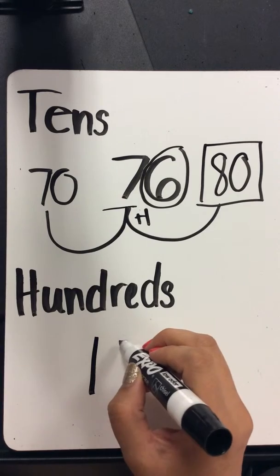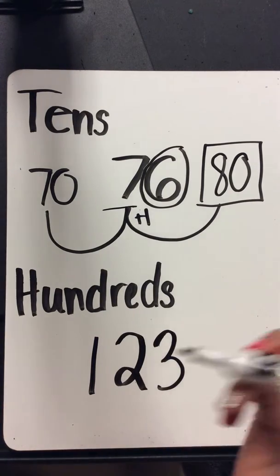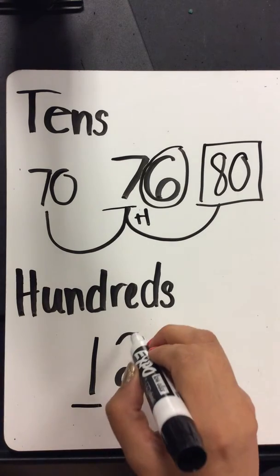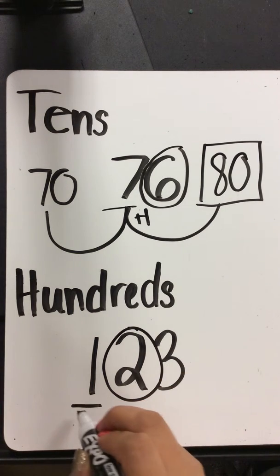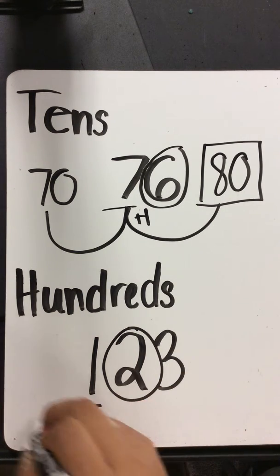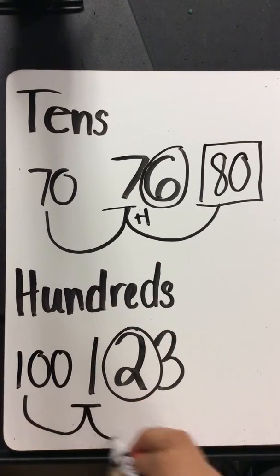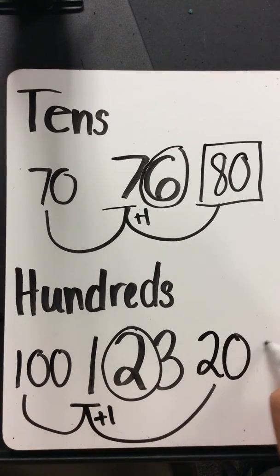We'll do 123. Since we are rounding to the hundreds place, you need to underline the hundreds place value, which is the 1. Again, circle the neighbor, which is the 2. And now we still need to do our sandwich numbers. I bring my 100 over, and I add 1 to the hundreds place on the other sandwich number, which takes me to 200.